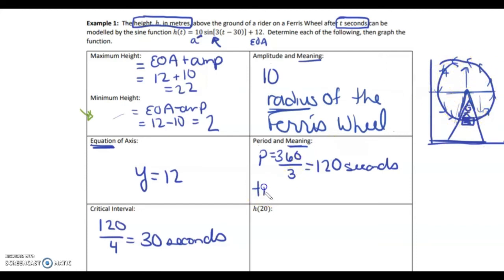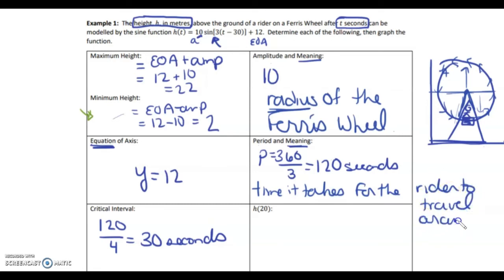Time it takes for the rider to travel around the Ferris wheel, FW, one time.